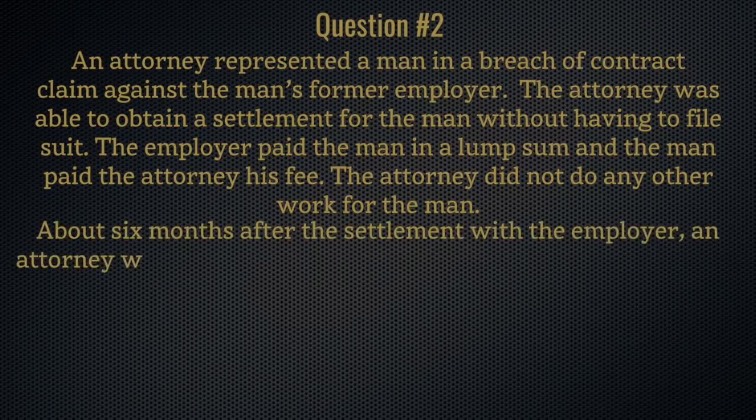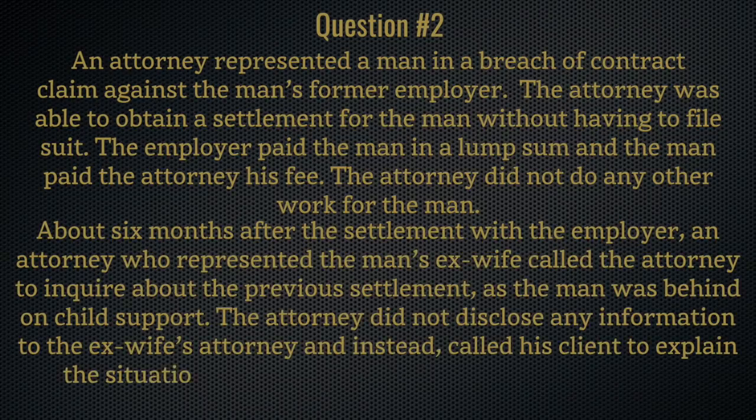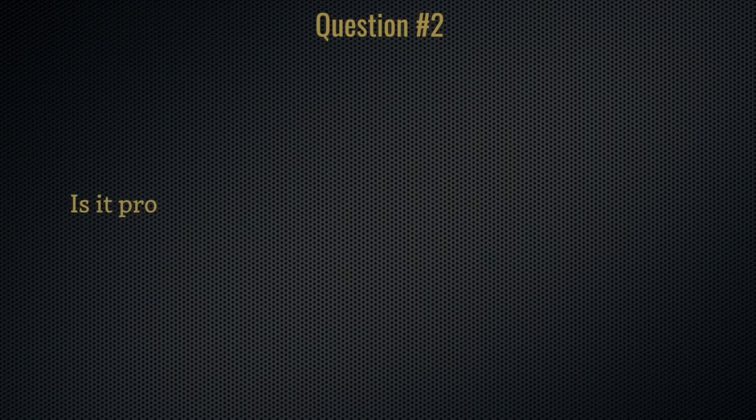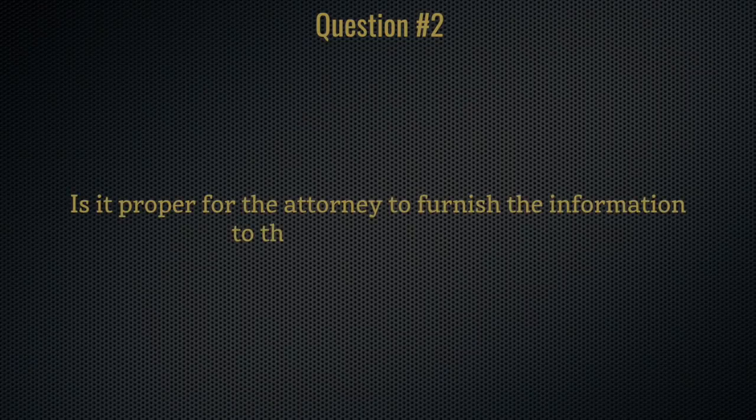About 6 months after the settlement with the employer, an attorney who represented the man's ex-wife called the attorney to inquire about the previous settlement, as the man was behind on child support. The attorney did not disclose any information to the ex-wife's attorney and instead called his client to explain the situation. The client told the attorney not to provide any information to his ex-wife's attorney. The call of the question states, is it proper for the attorney to furnish the information to the ex-wife's attorney?